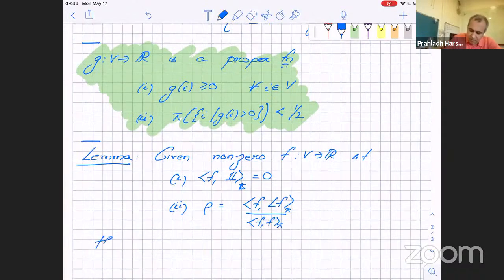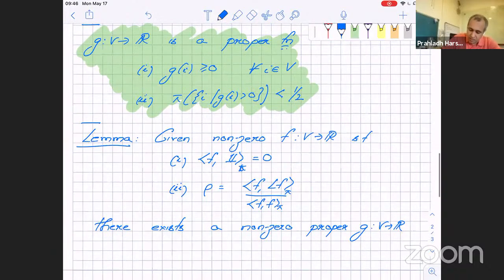Then there exists a non-zero proper G from V to R, such that the Rayleigh coefficient corresponding to G is small.